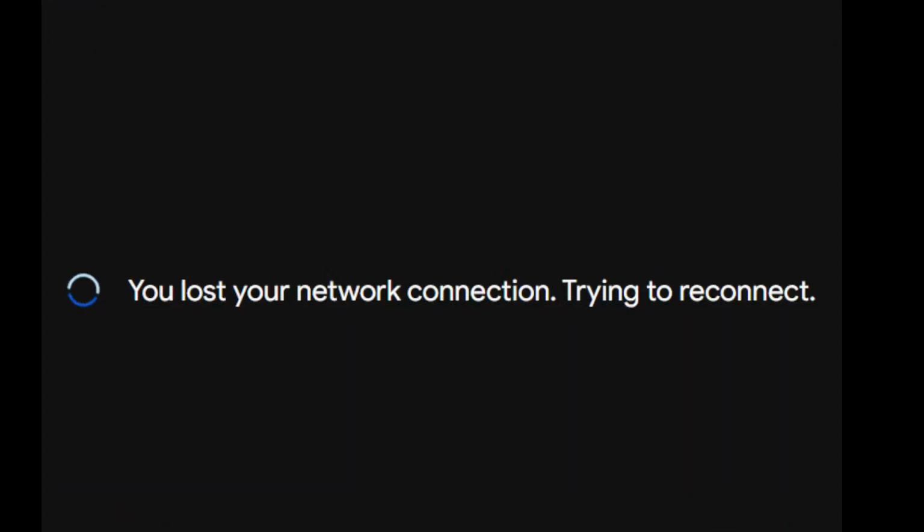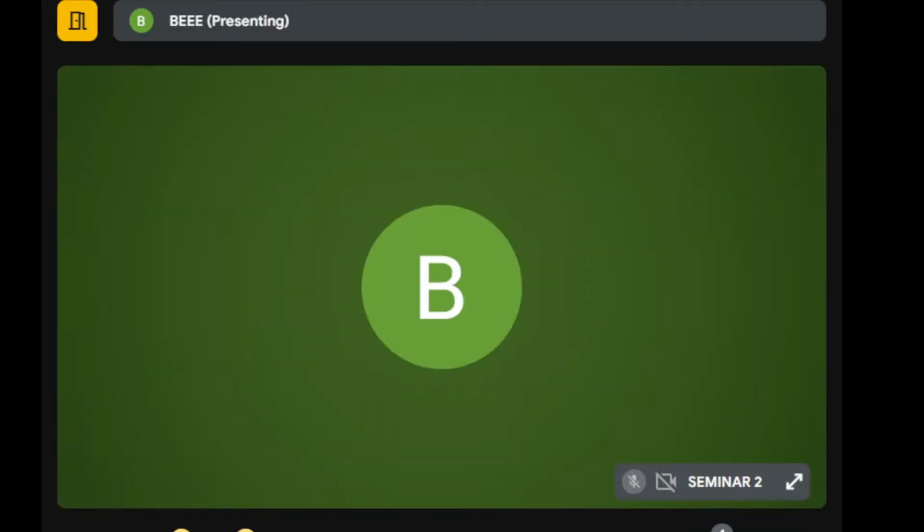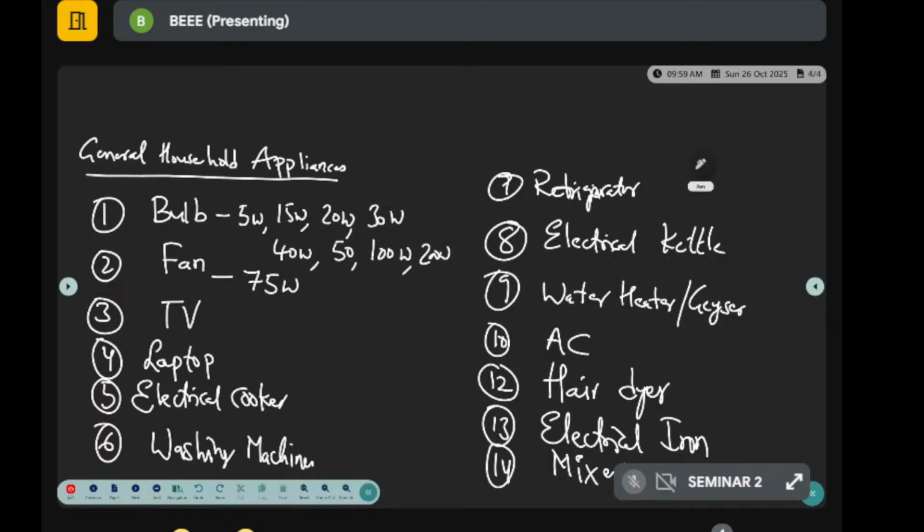How many are there? Nearly 15. One room consisting of 15. Okay. So fan is generally up to 55 watts. One fan is rated with 75 watt.